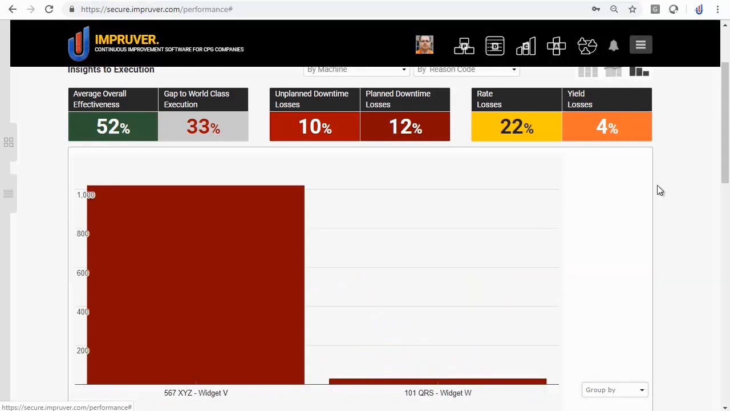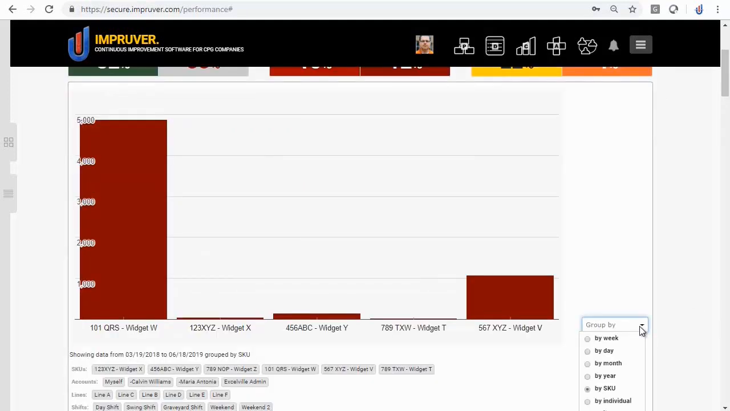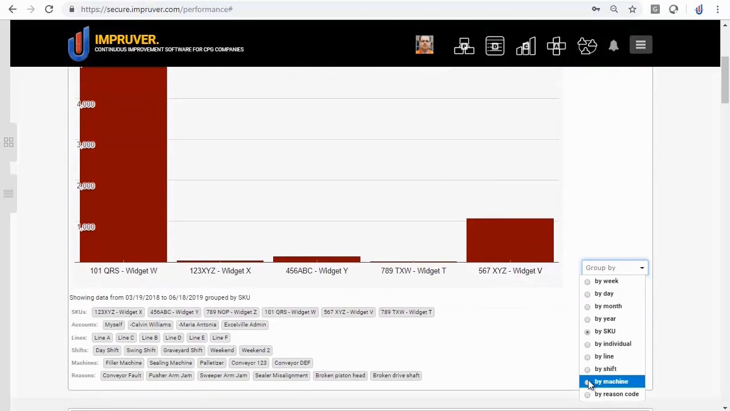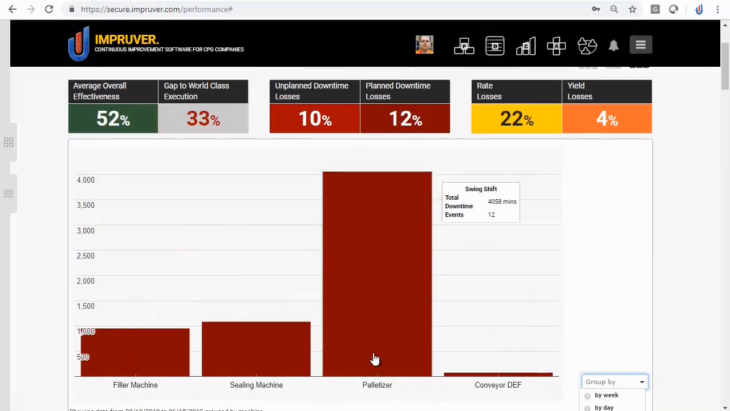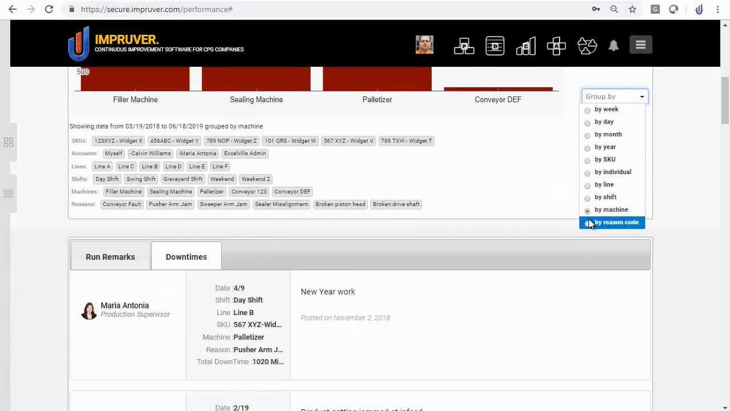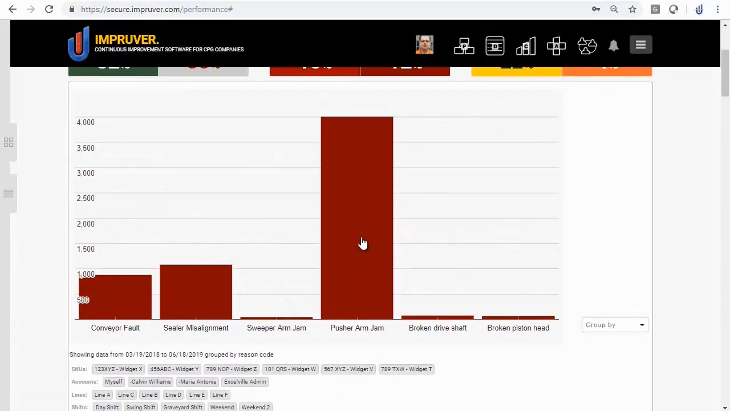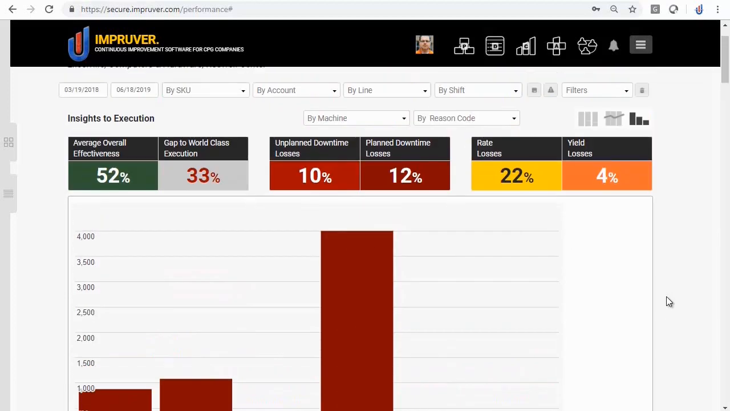I'll show you one more thing. This is downtime. So the downtime is the same thing. And the thing that's unique about downtime is that you can actually group by machine or by reason code. So here you can see your palletizers giving you the most trouble. You can group by reason code and see that the pusher arm jam is the most problematic space. You quickly see the Pareto principle taking effect, where a few issues make up the vast majority of opportunities for improvement. And here you might right away just launch right into an improvement project to reduce those pusher arm jams, as you can quickly see how that contributes to a stronger OEE performance.